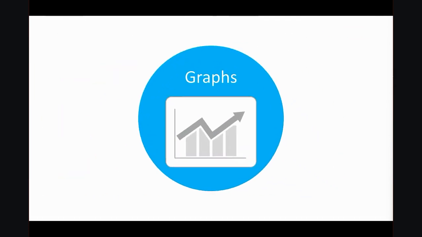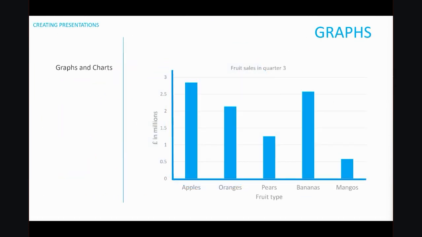Graphs. Graphs and charts can be a great way of showing information visually, allowing an audience to easily see a trend or result straight away. They're commonly used, but not always well.